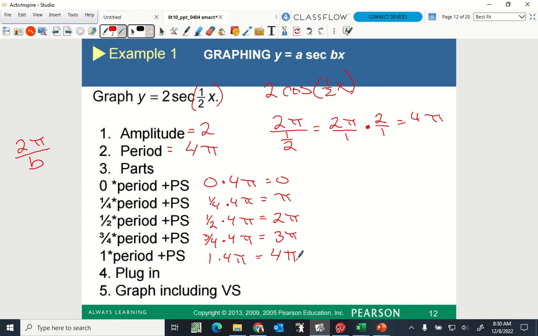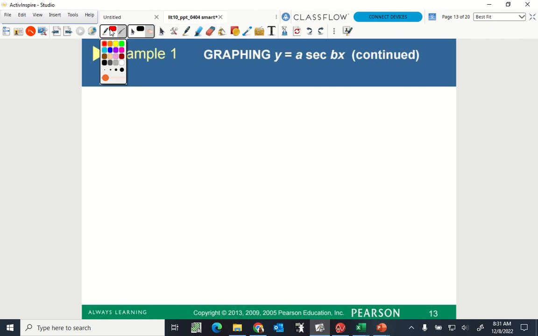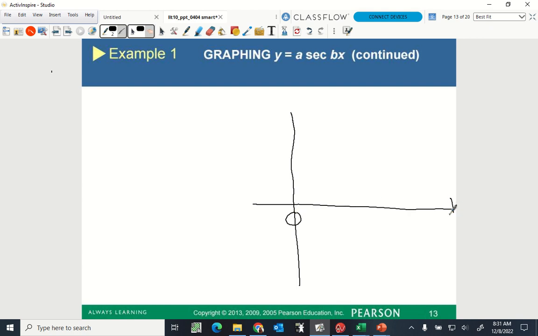And now we're going to plug these in. I'm starting over here. Wow, that is a horrible, horrible line. So starting at 0, ending at 4 pi.